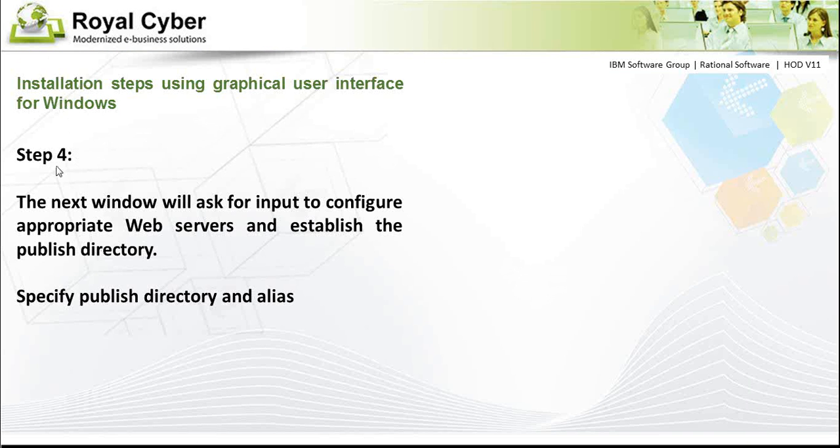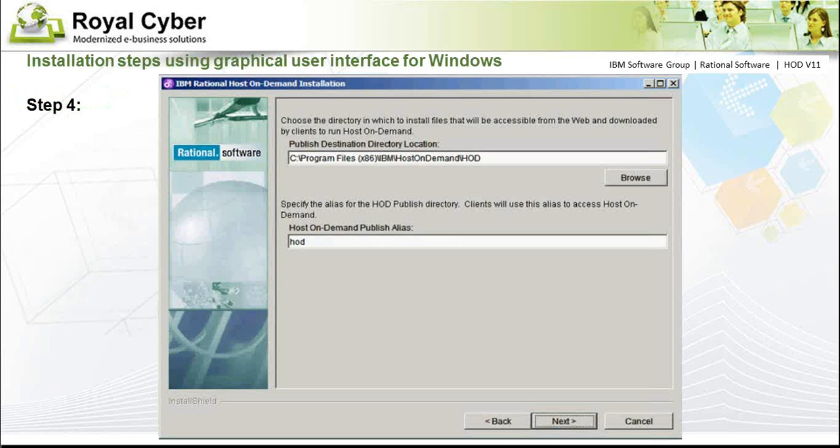In step 4, the next window will ask for input to configure appropriate web servers and establish the published directory. Here you will specify the published directory. This slide shows the interface where you provide the details. Prior to Windows 7, that is Windows XP and Vista, a list of detected web servers will appear. But in some cases, if it is not showing there, you can choose manually. Select the web server that you want to configure for Host on Demand. If you select none, you will need to configure your web server manually in order to use Host on Demand.